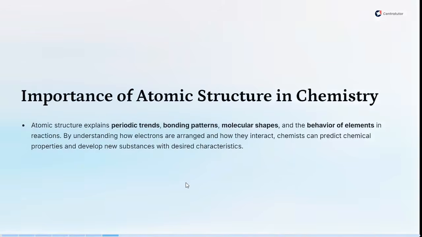Let's see some of the importance of knowing the atomic structure in chemistry. Atomic structure explains periodic trends, bonding patterns, molecular shapes, and also the behavior of elements in reactions. Understanding this is very necessary for chemists and students studying chemistry, because it helps you predict reaction outcomes, predict the behavior of different elements, and determine the shape of different elements, and so on.